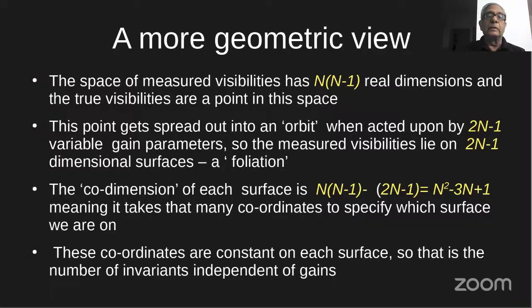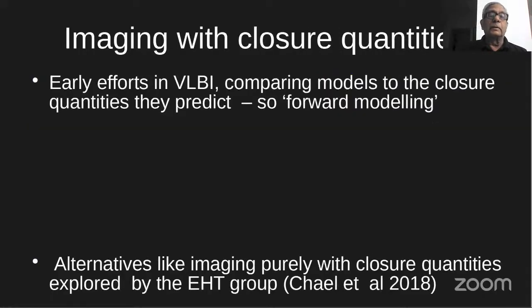Okay. So now let's get into imaging with closure quantities, scalar case to start with. So the early efforts in VLBI, you couldn't really make an image, but you said, okay, this is some superluminal source. Maybe it has one blob and another blob and maybe a jet. So you try to play with those parameters and see if it fits the visibility amplitudes, and later on, whether it fits the closure phases and closure amplitudes.